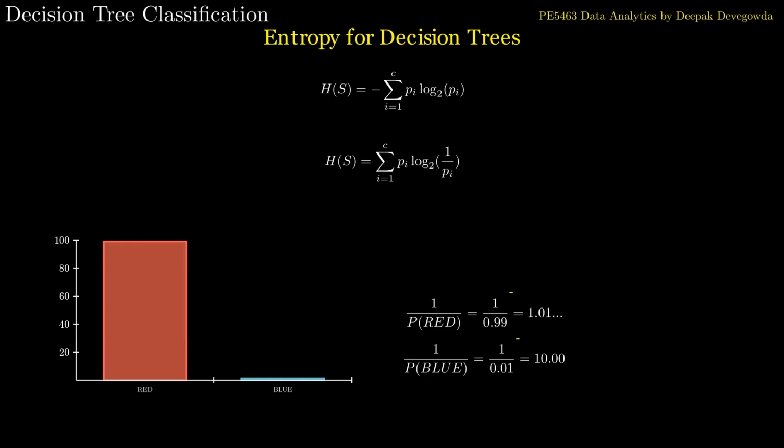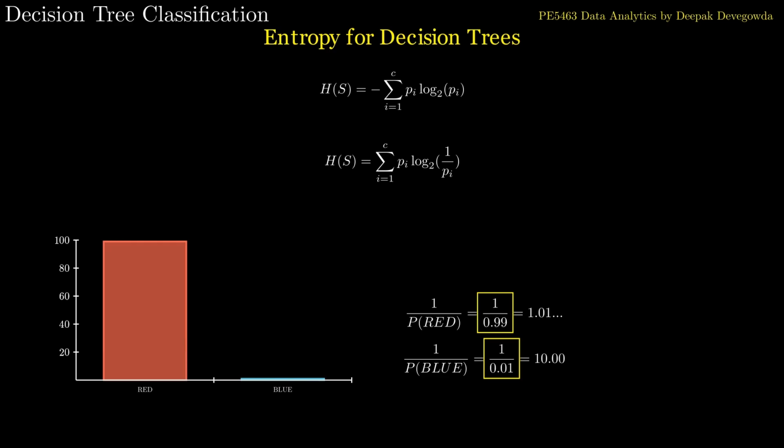The information you get from picking up a red ball is small because a red ball is common. And notice that the inverse of the probability is also small. Picking up a blue ball, on the other hand, provides a wealth of information about the existence of heterogeneity or disorder in the bag, and notice that the inverse of the probability is large. It turns out that the inverse of the probability is related to the information content.